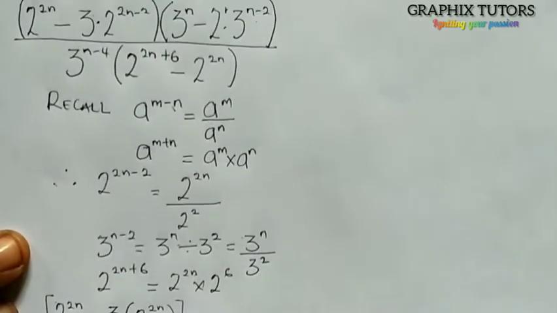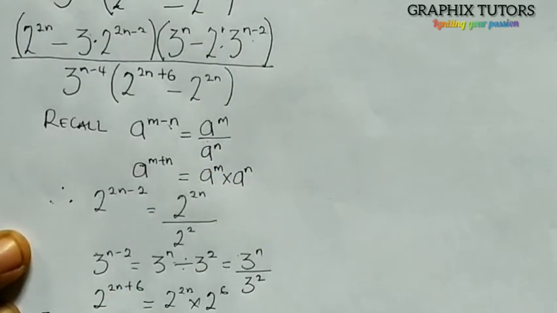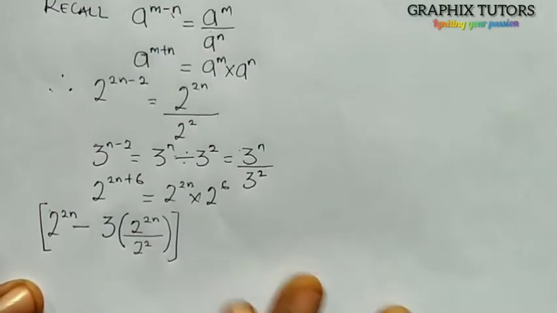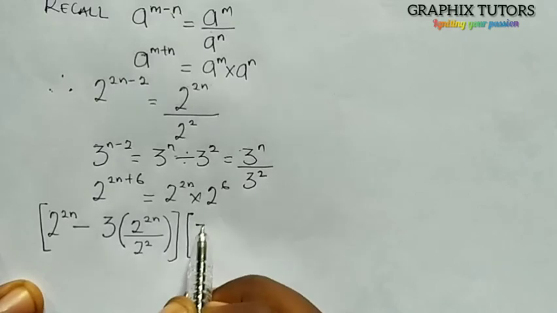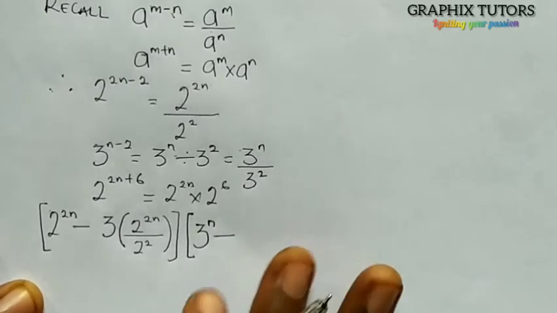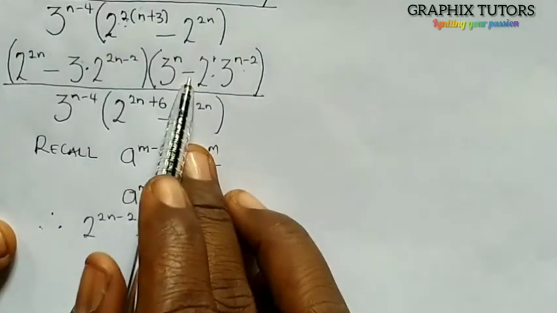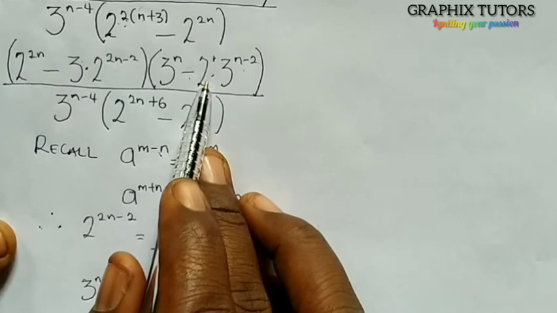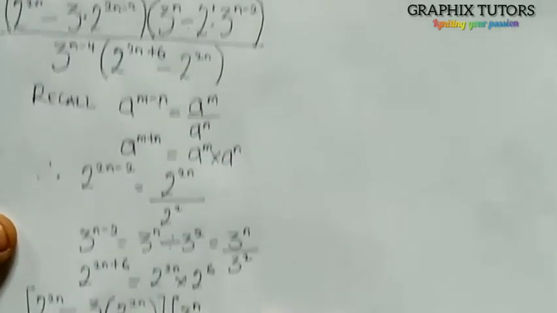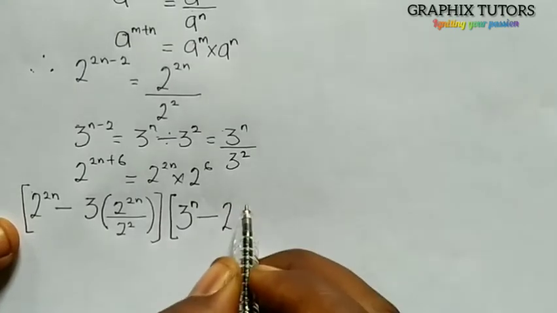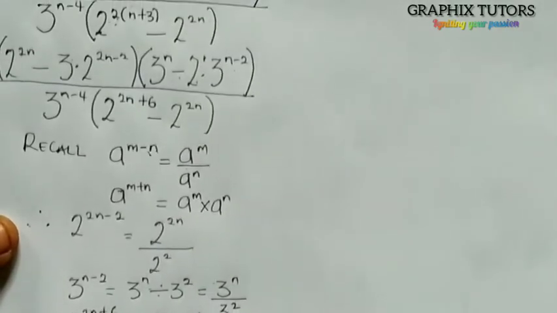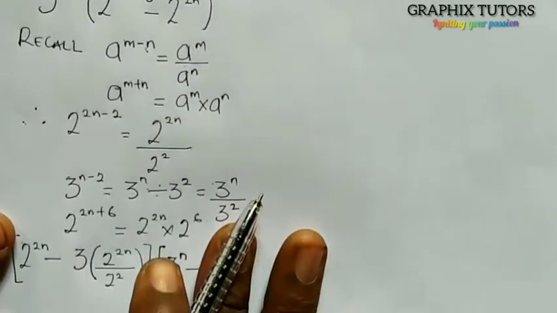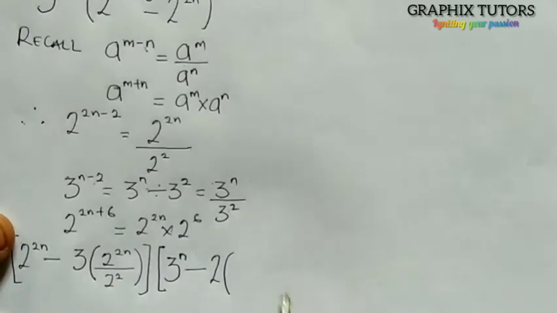Now, if you move forward again, we have 3n. I'll write the 3n outside here. Minus. Look at this, 3n minus 2. So I'll put the 2. Open the bracket. So what do you have here? I have 3 to the power of n minus 2, so I'm writing 3n over 3 squared. I'll put it here, 3n all over 3 squared. I'll close the bracket here, I'll close the bigger bracket, right?